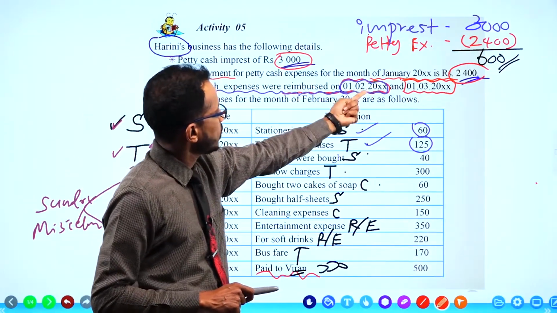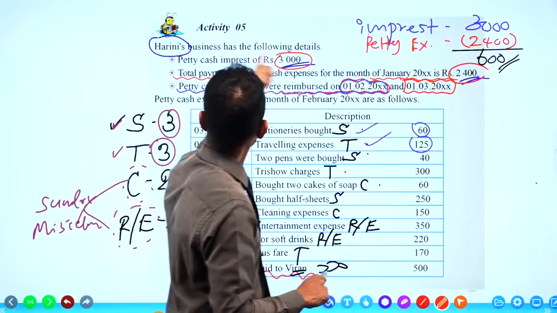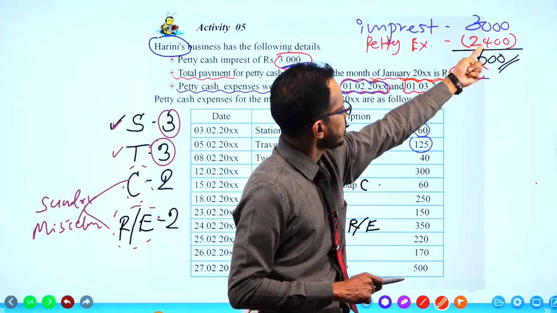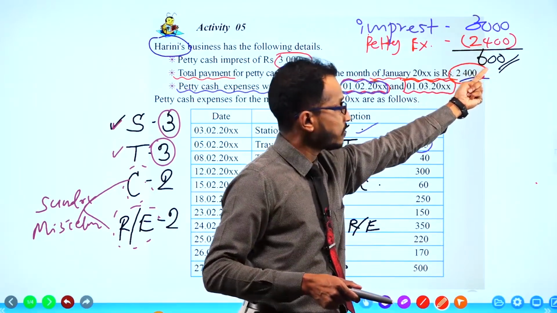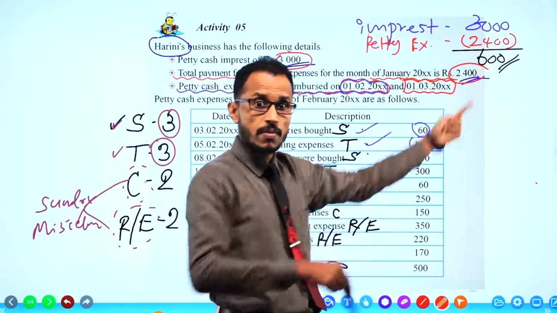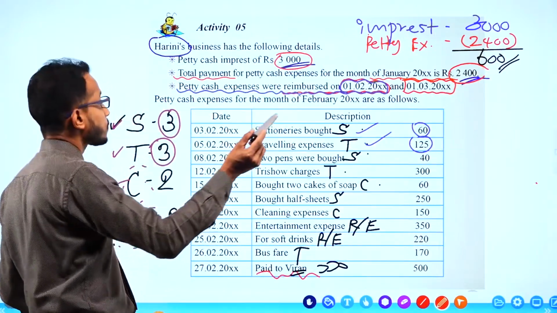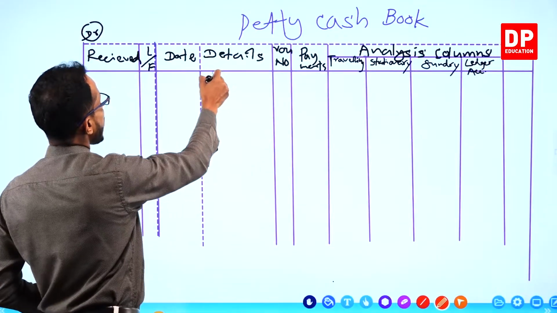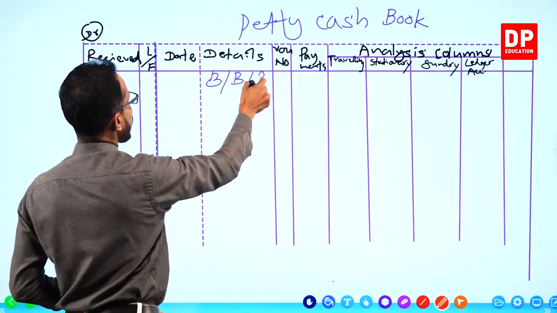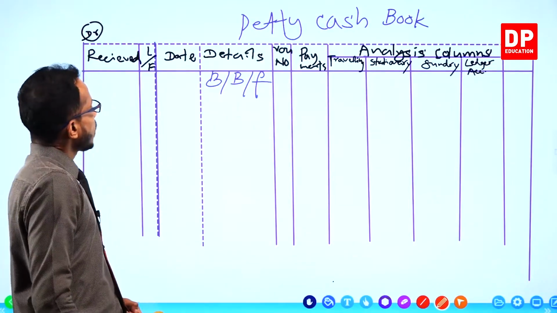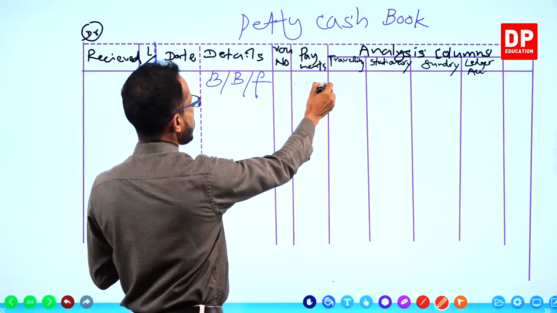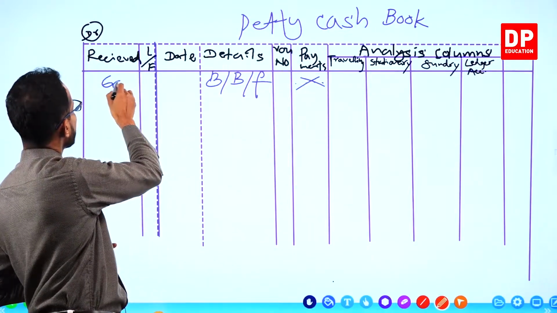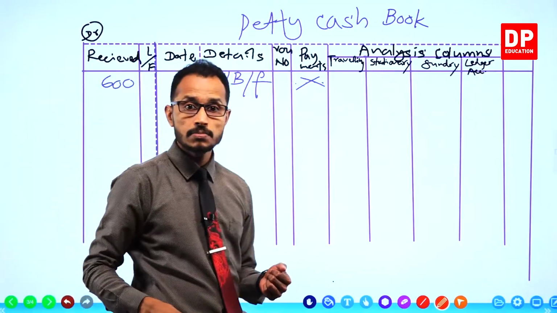Right, 1st February reimbursed, but before that, 2,400 is spent, but 600 is remaining from the last month, brought forward balance, and we should record that in the petty cash book. Balance brought forward. This is how you record. Not in the payments column. No, you record it in the receipts column. Okay.